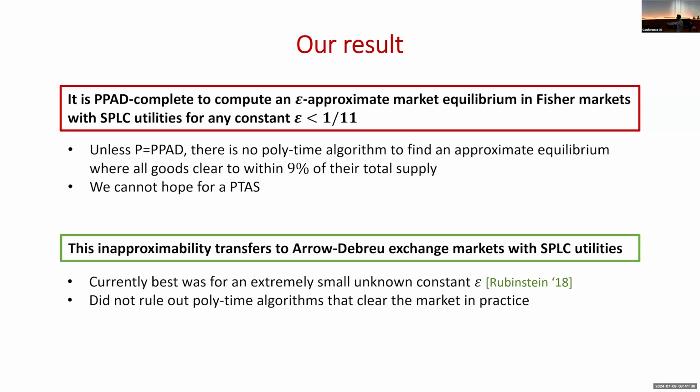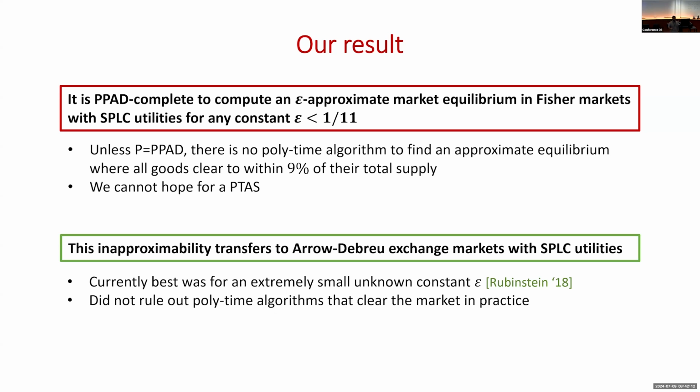And 9% seems to me like a pretty big number. So it actually says that you cannot do much in reality. Also, we cannot hope for a PTAS because there is this constant inapproximability. Additionally, by doing a reduction from Fisher markets to exchange markets, and keeping the same epsilon, we can get the same inapproximability for these kinds of markets, which are a more general setting.